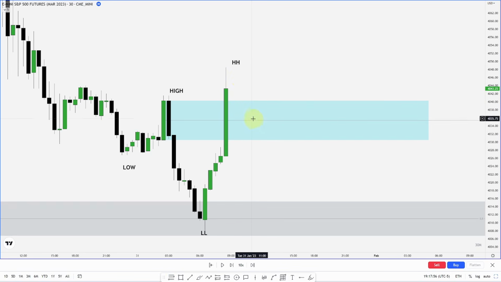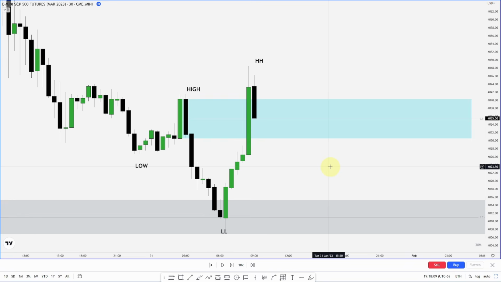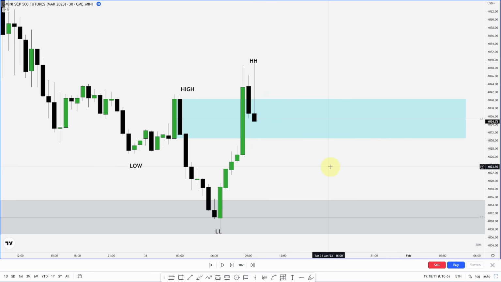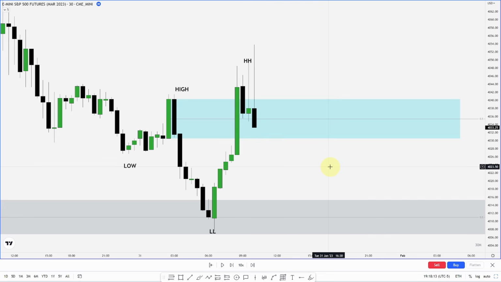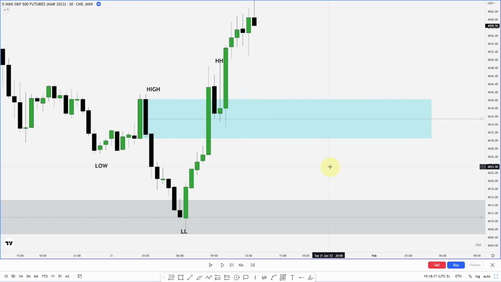So as price continues, I would want to see it respect the mean threshold of here. And my most ideal situation is when price taps the mean threshold, but closes out of it. So let's continue on, see what happens. So we touch the mean threshold, still getting respected, and then we get an expansion higher.